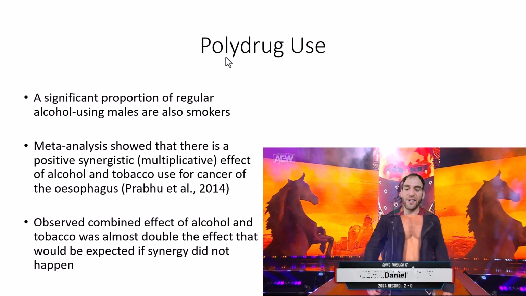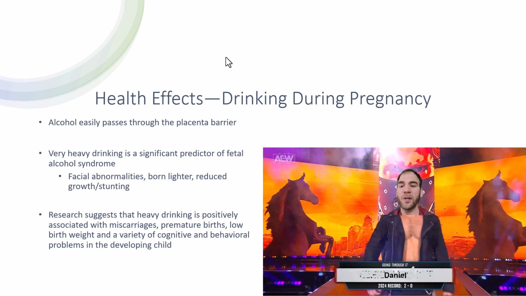So here again, we have evidence of alcohol and tobacco use connected to cancer of the esophagus. Now, drinking during pregnancy. Alcohol easily passes through the placental barrier, which acts to filter out harmful chemicals and enzymes that could impact a developing fetus. But alcohol can pass through that placental barrier pretty easily. Very heavy drinking, consequently, is a significant predictor of fetal alcohol syndrome.